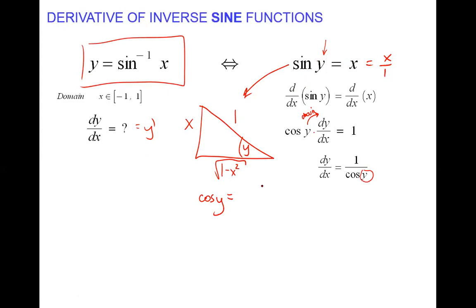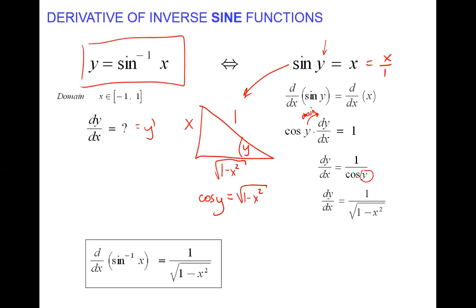And cosine of y is adjacent over hypotenuse, and I can skip the hypotenuse because it's 1. That's the final answer. You can see how nice, again, the triangle method. That means this is the first formula. The derivative of inverse sine of x is 1 over the square root of 1 minus x squared. Excellent. And we can see even the domain makes sense.